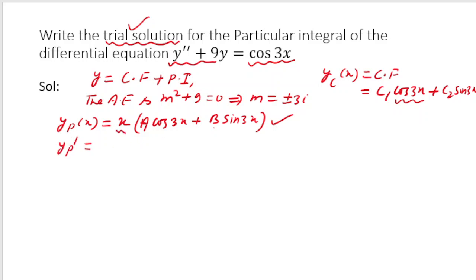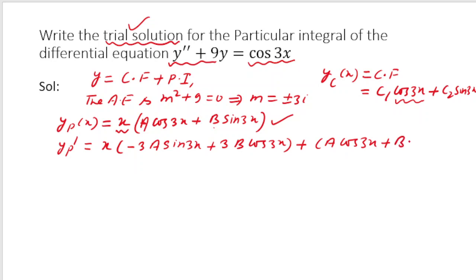So now there are two functions, x and the bracket, so I write the first function and the differentiation of the second function. If I differentiate it I will get minus 3a sin 3x plus 3b cos 3x, right? And plus the second function, that is a cos 3x plus b sin 3x, and the derivative of x will become 1. We need to find y double dash, means we need to find yp double dash.